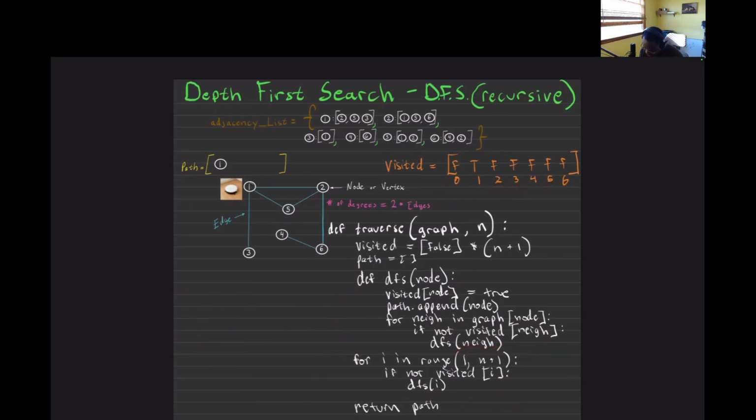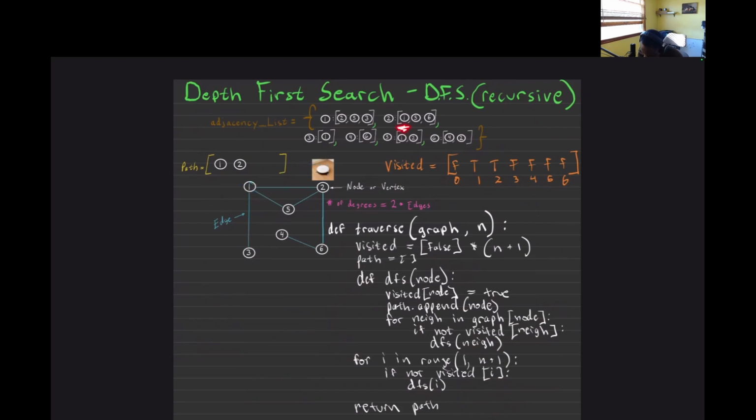Cool. So now we start at 2. So 2 goes in here. We mark visited of 2 as true. Okay. We append 2 to our path, right? And then we check the neighbors of 2, right? Because we went here, now we're at 2, and we check the neighbors of 2.